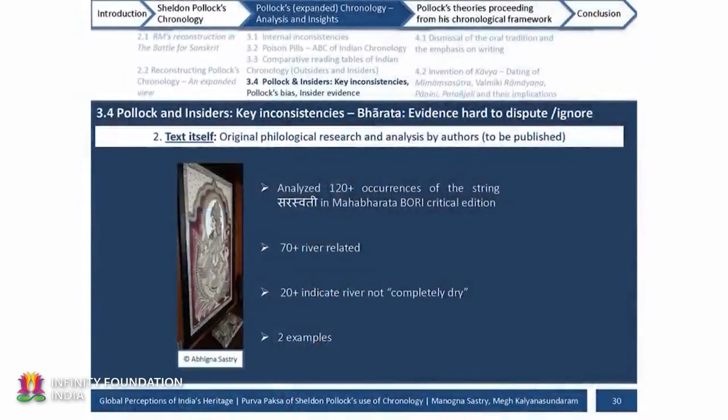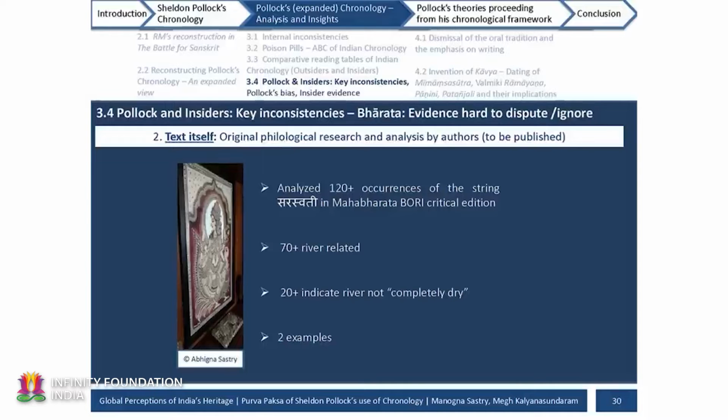Right. So you had it in the words of Dr. Nagaswamy himself, that it is not scientific analysis. So our point is basically to be able to say that more work needs to be done. So what we did was we looked at the text of Mahabharata itself. And there are others who have done it before as well. But we've tried to go as detailed as we could on this very specific aspect of Saraswati. We collated 120 plus occurrences of the string Saraswati in the text. 70 plus of them in our assessment are river related, not goddess related. 20 plus of them have a clear estimate, even on a conservative footing, that it indicates it's not dry.